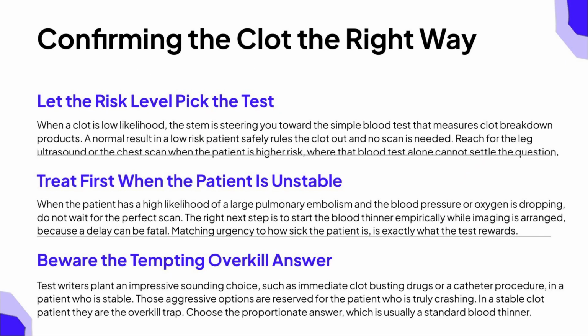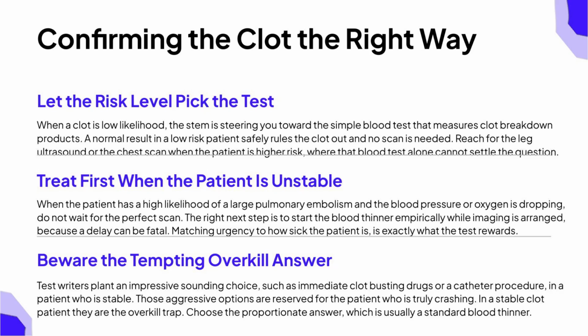Strategy 3 is confirming the clot the right way, which the test weaves into many questions. First, let the risk level pick the test. When a clot is low likelihood, the stem usually wants the simple blood test that measures clot breakdown products. A normal result in a low-risk patient safely rules the clot out, and you do not order a scan. Save the leg ultrasound or the chest scan for the higher-risk patient where that blood test cannot settle things.